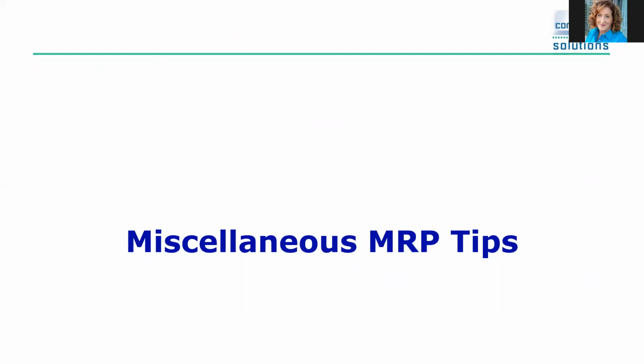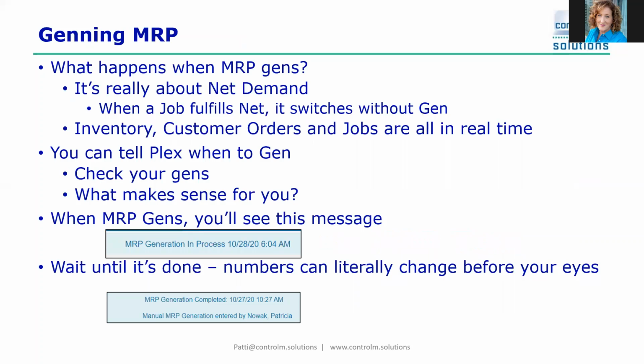Let's just go through a few tips here. Folks who have been on Plex since before 2010 or so, remember the days that MRP generated 3 times a day, and we had no control over when. We had to enter a case to get MRP generated if we needed a special gen. But now it's in our control. You can gen it anytime you want. And the gen really works on the parent or the net demand mostly.